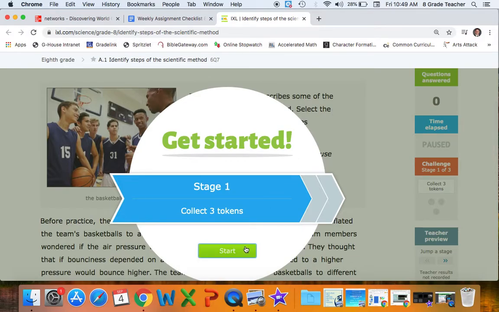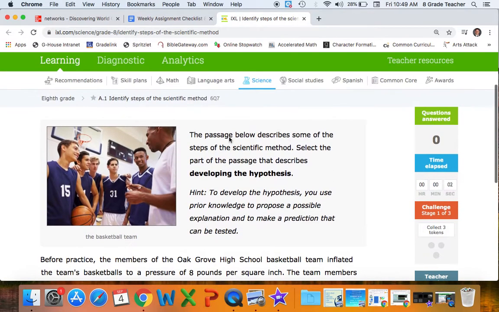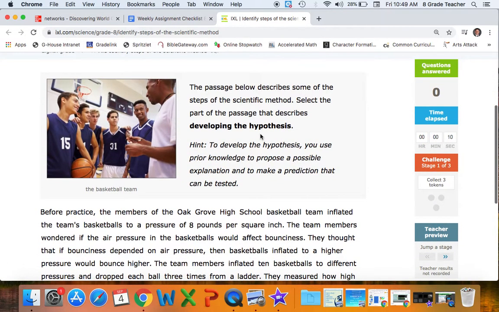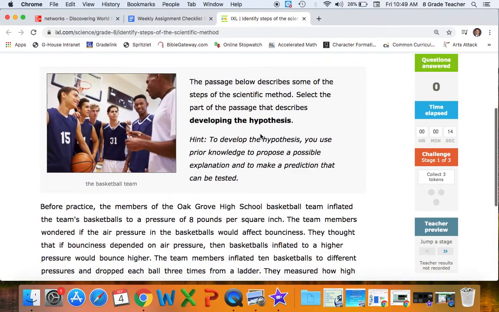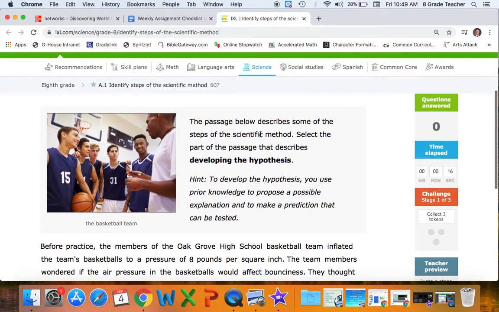Let's get started. This is 8.1. Identify steps of the scientific method. You learn the scientific method in our 6 specific steps. Here you're going to be given a passage or a little bit of a reading, and then it's going to ask you to pick out what they're trying to identify, what step in the scientific method.